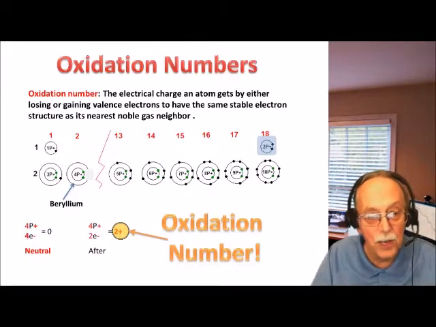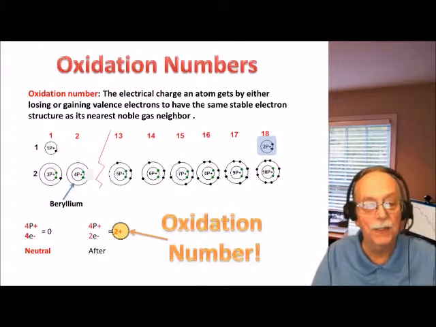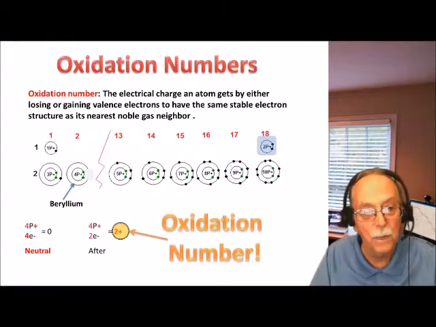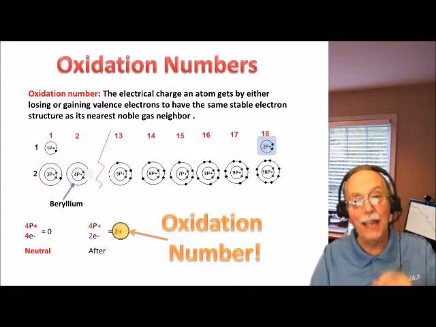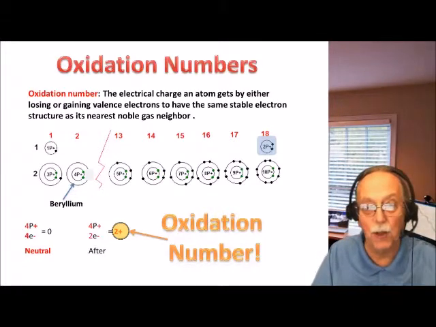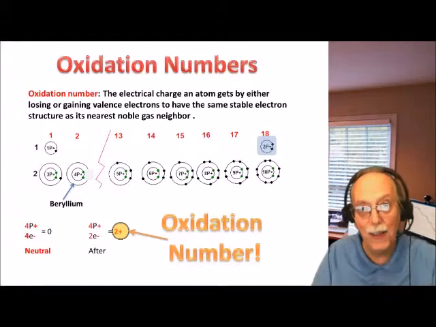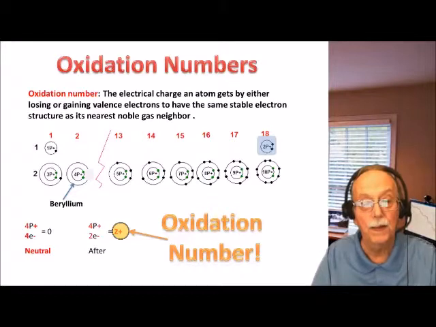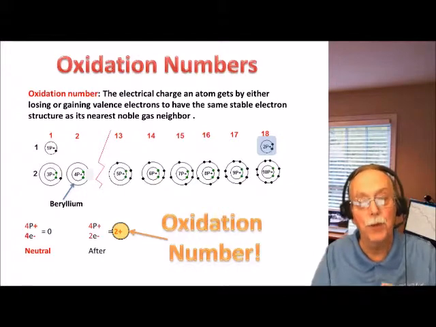The oxidation number of every element listed in group 2 is +2. Why? Because every element listed in group 2 of the periodic table has 2 valence electrons, and it can lose those 2 valence electrons to get an electron structure like its nearest noble gas neighbor, in this case helium, and that leaves it with a +2 charge. Every element in group 2 has the same oxidation number, +2.